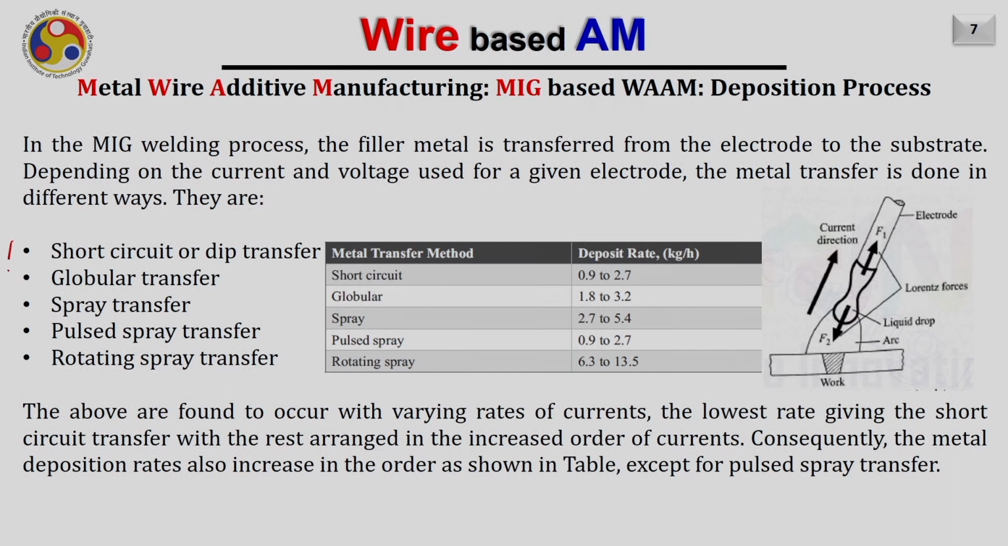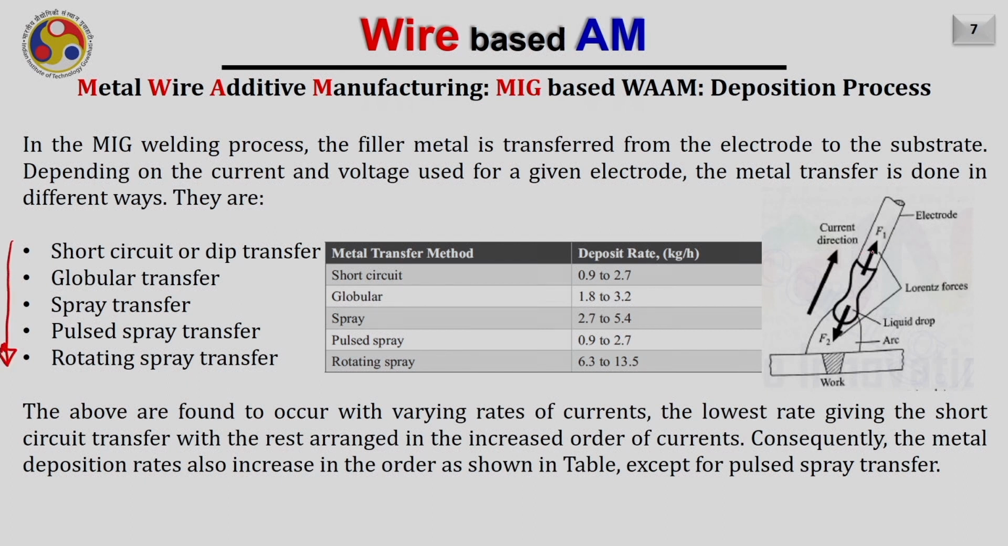Now let us discuss how the material is transferred from a MIG welding source to the substrate. There are possibly 5 different metal transfer methods. The first one is the short circuit method, the second is the globular method, and the third is the spray method, fourth is the pulse spray, and the last one is the rotating spray. Those are listed here.